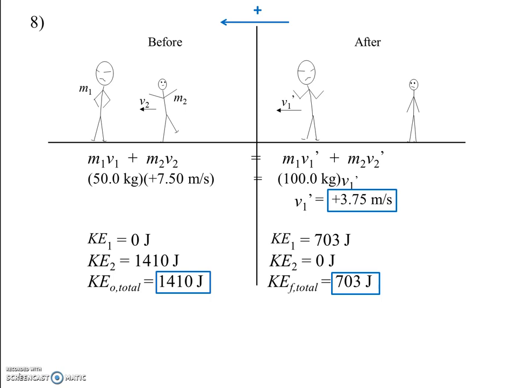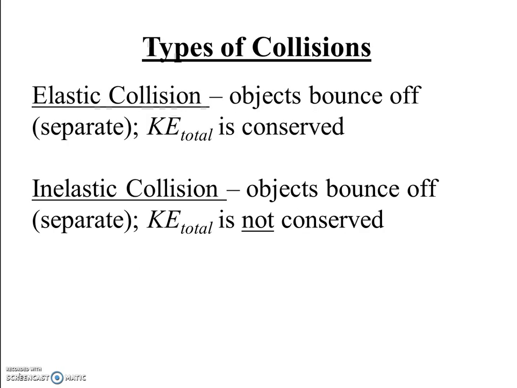In the after situation, it's just physics bully that's moving, so he's got all the kinetic energy of 703 joules, and we compare. And so you see, well, look, the total kinetic energy to begin with is 1410, afterwards 703. Was kinetic energy conserved? And of course the answer is no. So now we have an inelastic collision. We define that as being a situation where objects bounce off, still they separate, but in this case kinetic energy is not conserved.